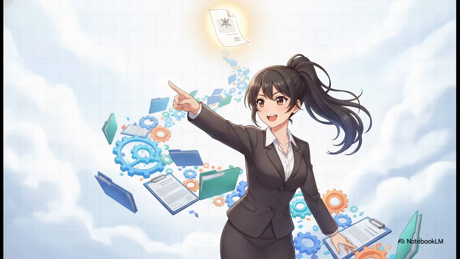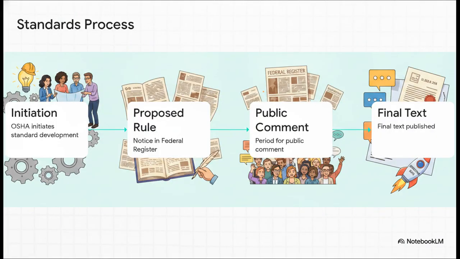But you know, before any of these standards, vertical or horizontal, can actually protect anyone out on the floor, they have to be officially created. They have to survive the whole bureaucratic journey of the standard-setting process. And let me tell you, it doesn't happen overnight. There's a four-step life cycle to this. First, OSHA initiates the development. They spot a need and start the ball rolling. Second, they publish their intentions in the Federal Register. That's officially called a Notice of Proposed Rulemaking.